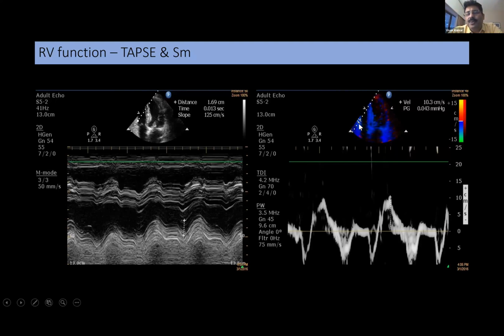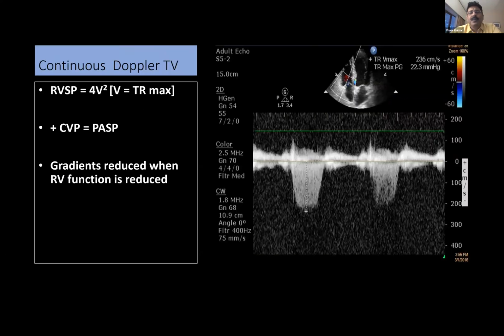Similarly, when you put a tissue Doppler in the same area, you get this measure, which is a measure of the movement of the RV free wall towards the apex, which is known as S prime. So for TAPSE, I think we take a cutoff of about 15 to 17, and for S prime we take a cutoff of more than 9 as good RVEF.